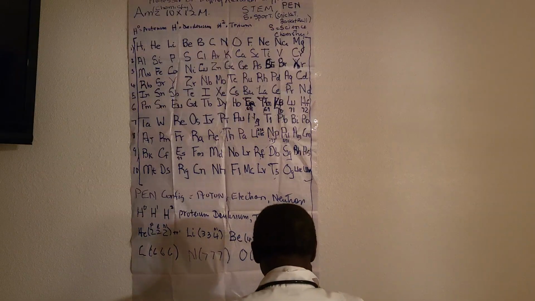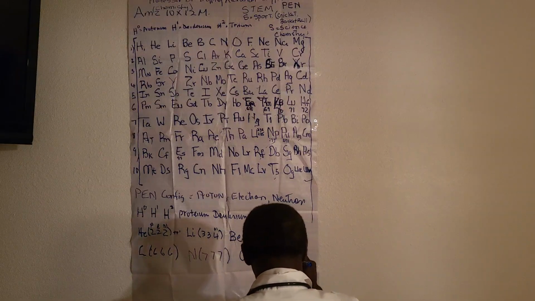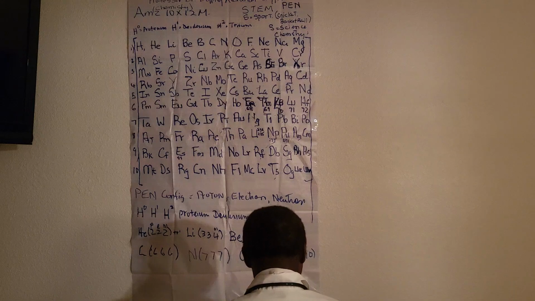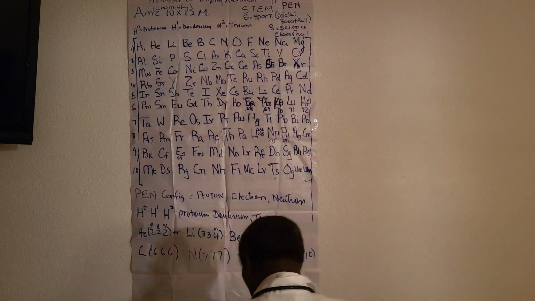Then you have fluorine, F, 9, 9, 10, and you have fluorine 10, fluorine 11, probably fluorine 12, but I think 10 is the most stable and abundant here.